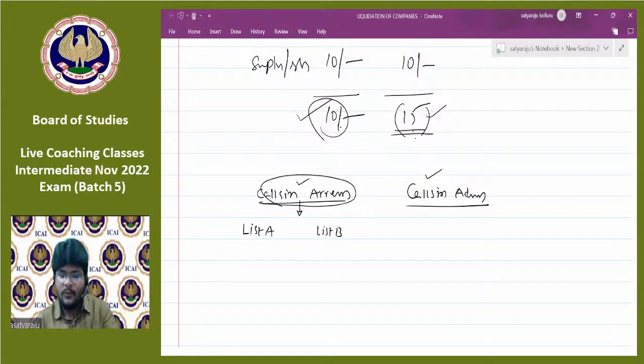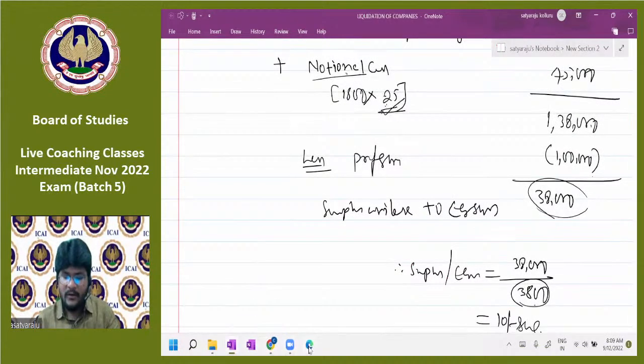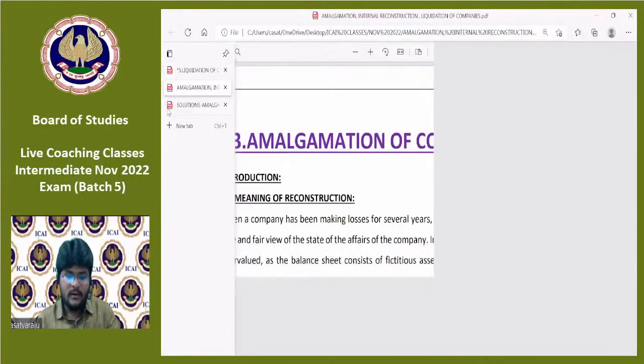As you saw in the last problem, if you observe, it is clearly given that, where here, just a moment.